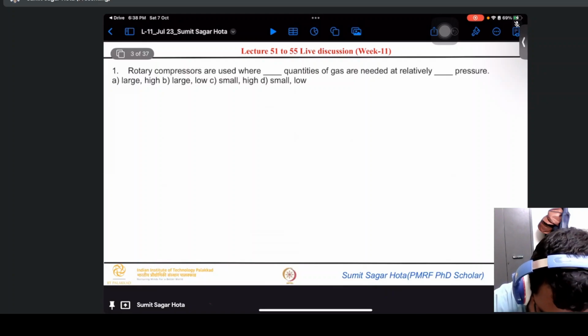Rotary compressors are used where large quantities of gas are needed at relatively dash pressure. This is the question. Rotary compressors are used where large quantities of gas are needed at relatively what? Low pressure. This is the use of rotary compressors.